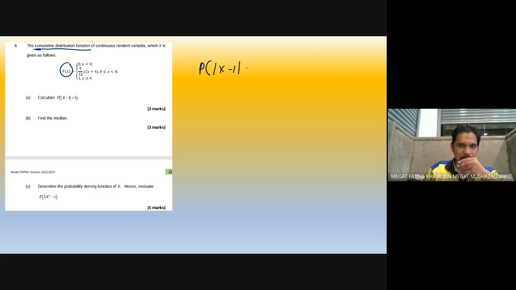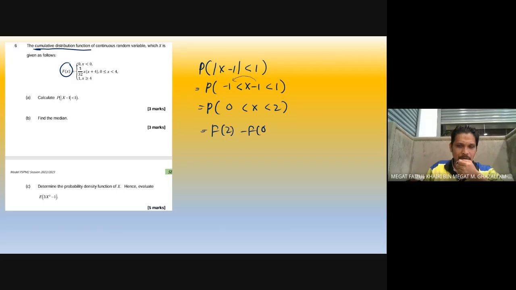x minus 1 less than 1. So for this, we set it as the probability of x minus 1 between negative 1 and 1. So x here, negative 1 here become positive, so negative 1 plus 1, 0. And 1 plus 1 here become less than 2. So which is F2 minus F0.